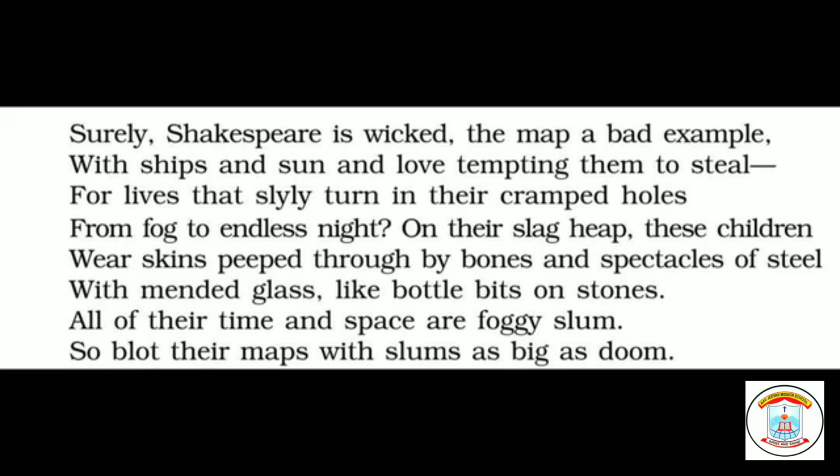And then he says the map which is hung on the wall is a bad example for the children, because with the ships, sun and love tempting them to steal. Here he says ships and sun and love. These three words represent the sophisticated, developed world outside. These children are far away from all those sophisticated world outside. That is why the poet says the map is a bad example, because when they see this developed world, they may take some wrong means to achieve or to enjoy the happiness of the beautiful world. That is why the poet says the map is a bad example, because by looking at the map, these poor children, these slum children, may become thieves to achieve all those things.